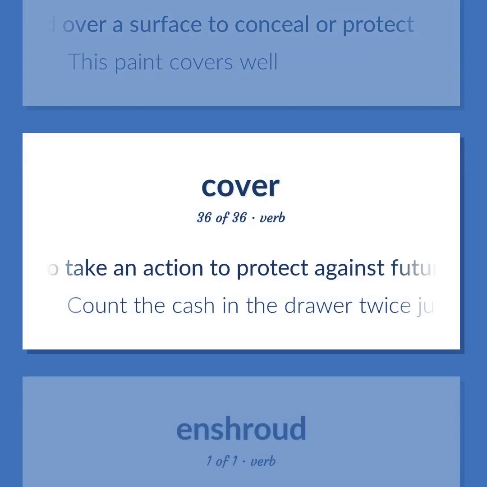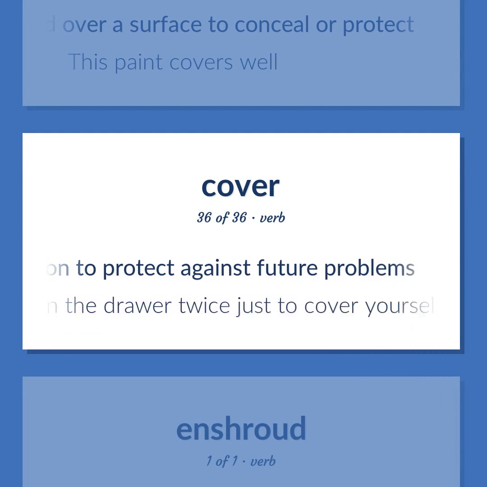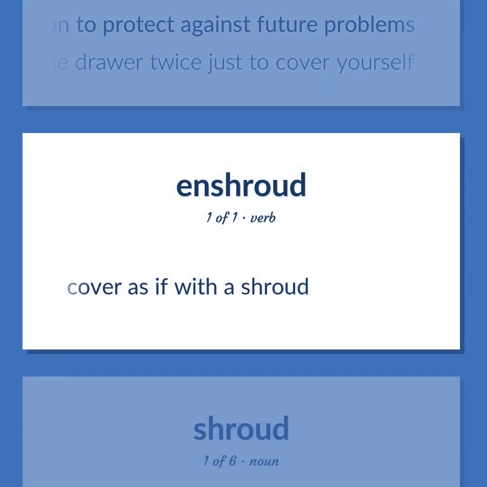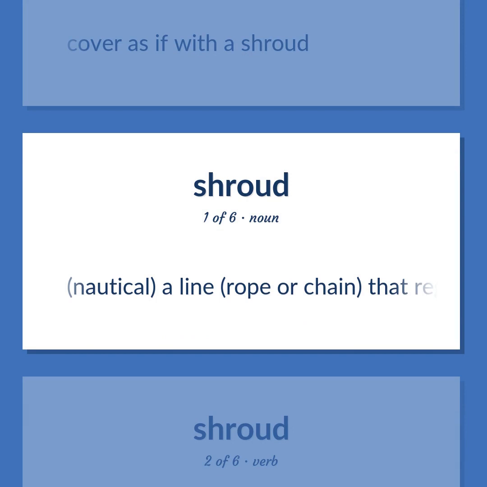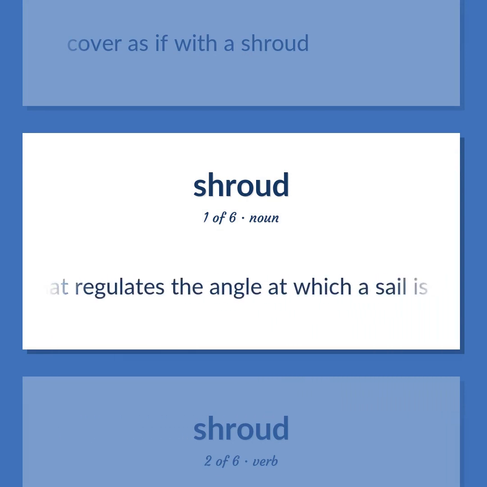To take an action to protect against future problems. Count the cash in the drawer twice just to cover yourself. Cover as if with a shroud. Nautical. A line, rope or chain, that regulates the angle at which a sail is set in relation to the wind.